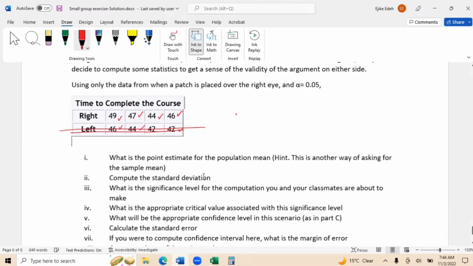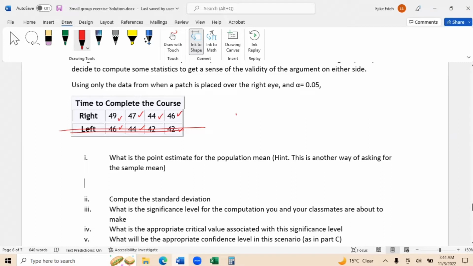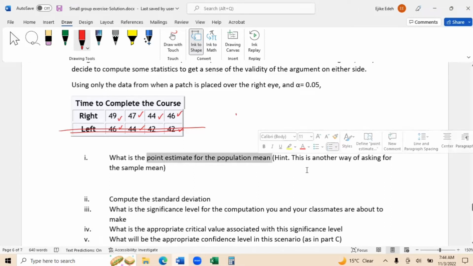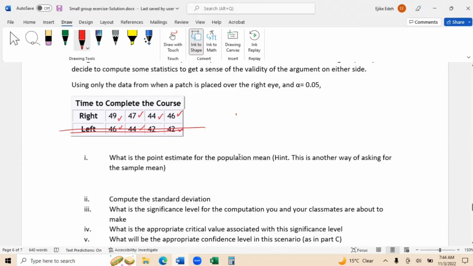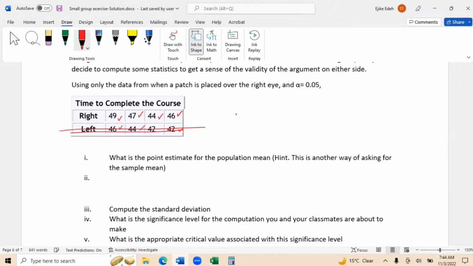Okay. So the first question says here, what is the point estimate for the population mean? And I'm giving you a hint here. We didn't explain this way in class, so I'm giving you a hint here to accommodate that. This is another way of asking for the sample mean. So when somebody requests the point estimate of the population mean, the person is simply asking you to compute the sample mean. So we're going to compute the sample mean here.